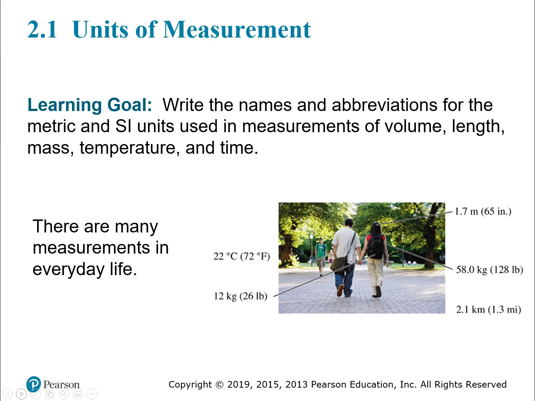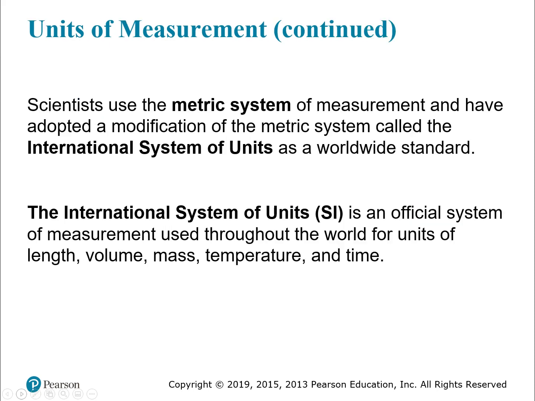For the first section, we'll talk about the names and abbreviations for metric and SI units that we use to measure volume, length, mass, temperature, and time. Oftentimes you'll see the metric system in use when we're dealing with measurements. There's also the International System of Units, which is the SI units. So there are some similarities, and for some measurements, they use the same exact units, but there are a few differences that we'll go over.